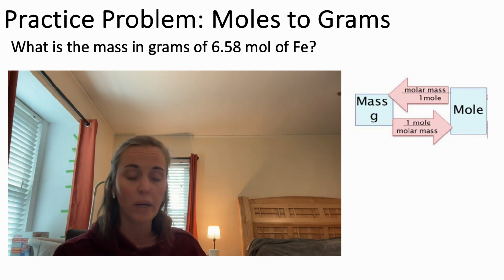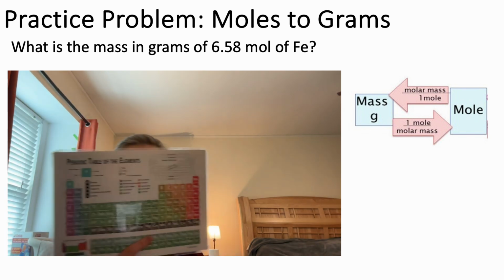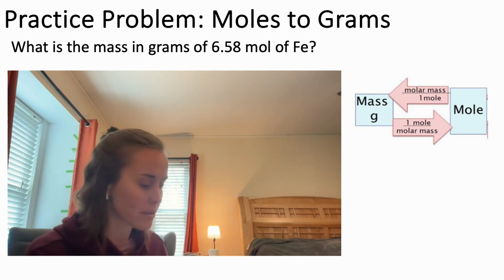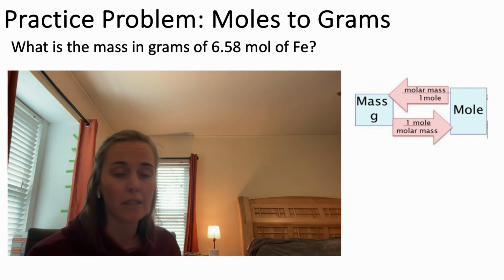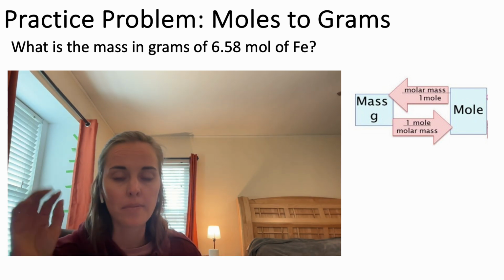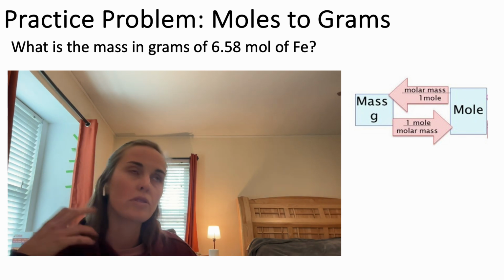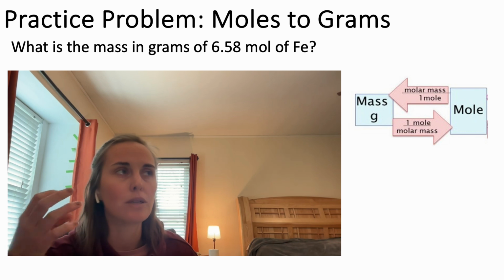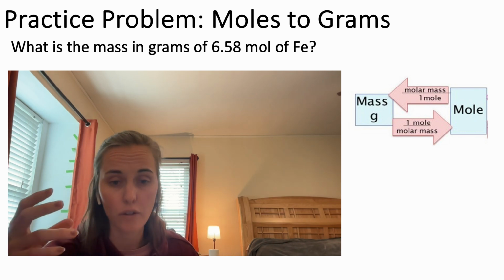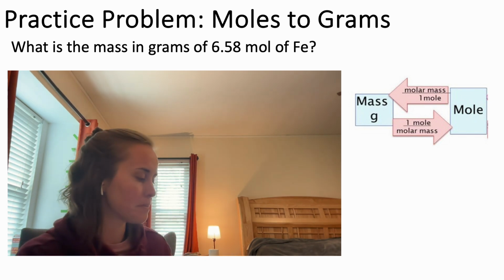For this practice problem and probably the rest of the practice problems, you have your calculator. You also need to have your best friend with you, your periodic table of elements. So this practice problem is going to be going from moles to grams. So that should make you think, okay, if I'm going from moles to grams, I'm going to need to be using my molar mass as a conversion unit. So what is the mass in grams of 6.58 moles of iron?